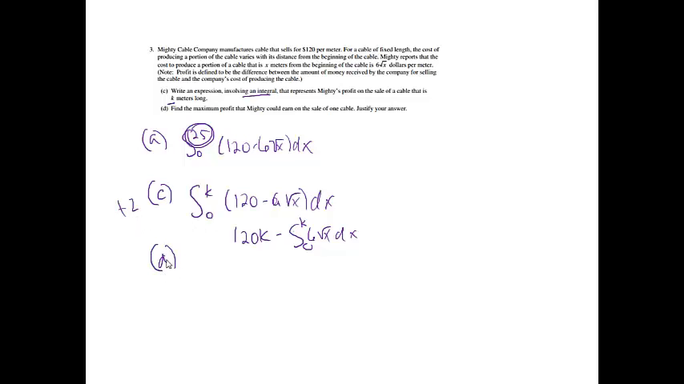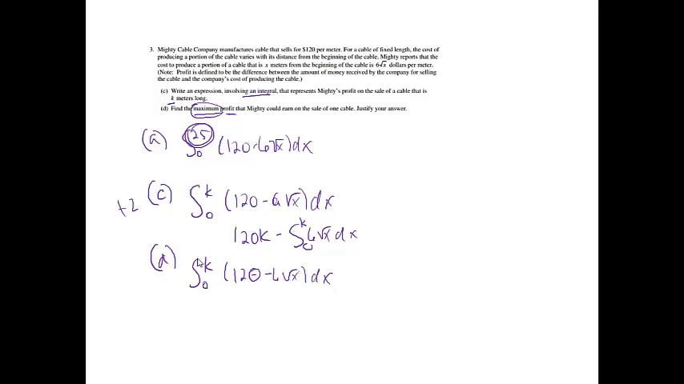All right, part D. Find the maximum profit that Mighty could earn on the sale of one cable. Okay, if I want a maximum profit, I need to take the derivative of the profit and then set it equal to 0 to find a critical value. So my profit formula, I know from part C, was the integral from 0 to k of 120 minus 6 square root of x dx.